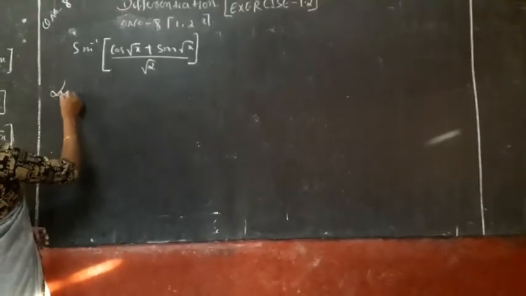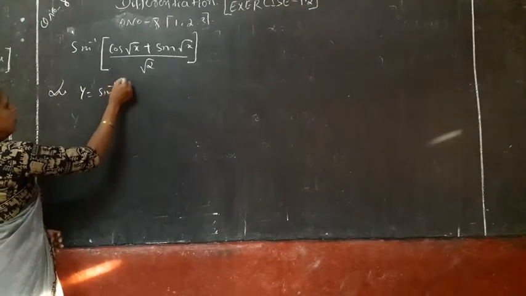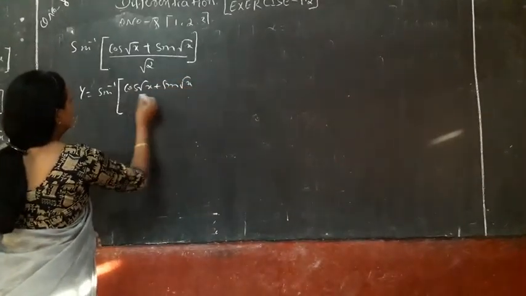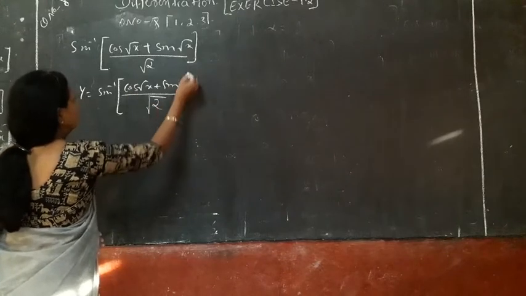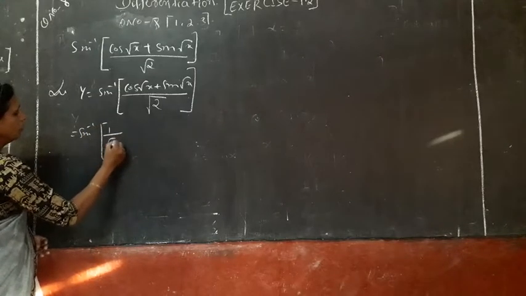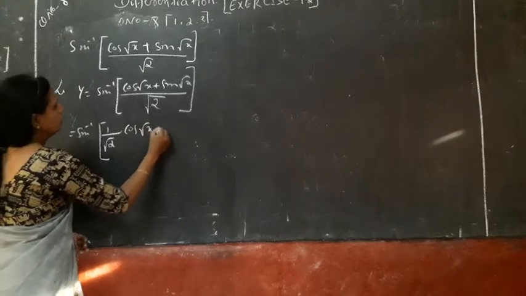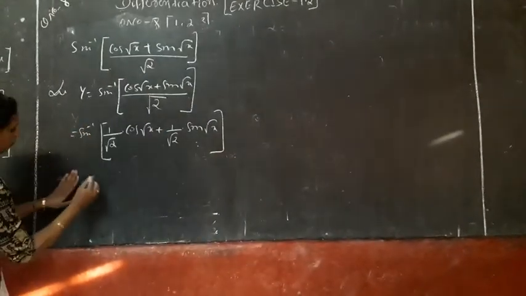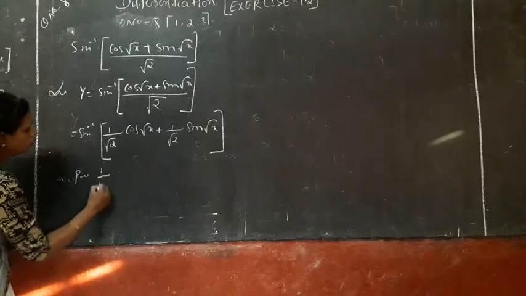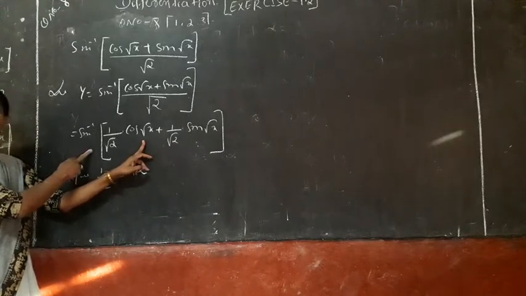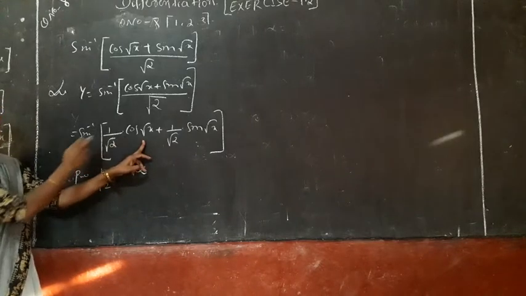First, define the function. Let y equal sin inverse of (cos root x plus sin root x) divided by root 2. So sin inverse of, split the function: 1 upon root 2 into cos root x plus 1 upon root 2 into sin root x. Next, put 1 upon root 2 equal to sin alpha, because there is a sin inverse function outside the bracket, we have to convert this into a sin function.